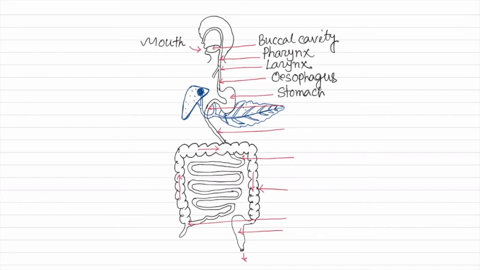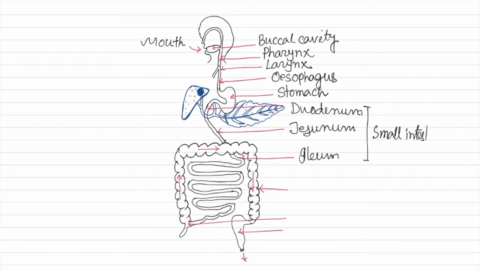The stomach can be divided into two parts. The upper part is the cardiac stomach and the lower part is the pyloric stomach. And then the small intestine starts. The first part of the small intestine is the duodenum. Duodenum, jejunum, and ileum are the three major parts of the small intestine.